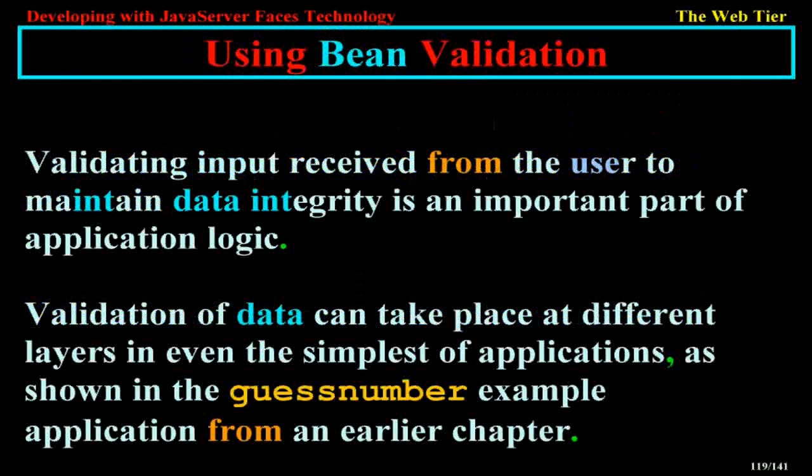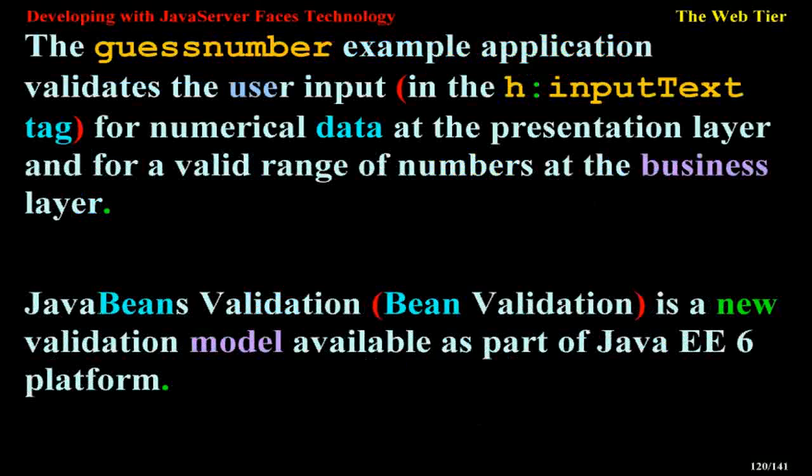Using Bean Validation. Validating input received from the user to maintain data integrity is an important part of application logic. Validation of data can take place at different layers in even the simplest of applications, as shown in the guessnumber example application from an earlier chapter. The guessnumber example application validates the user input in the h:inputText tag for numerical data at the presentation layer and for a valid range of numbers at the business layer.